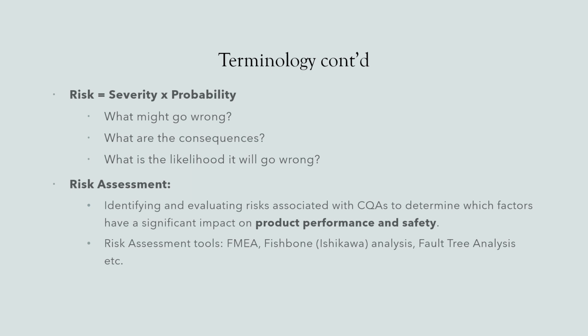And what are the consequences? This is the severity. You know, how severe is it? Is it going to lead to, you know, all the cells in your cell substrate being non-viable? Is it going to lead to a product that is out of specification? What are the consequences of this particular risk? And what is the likelihood that it will go wrong? And that's the probability.